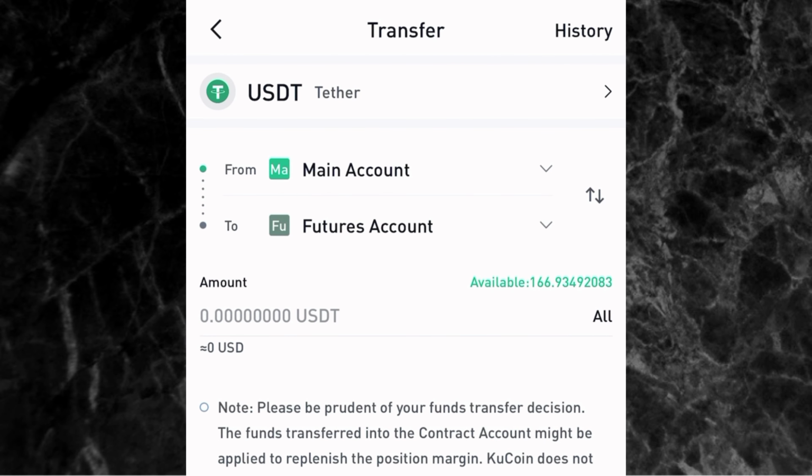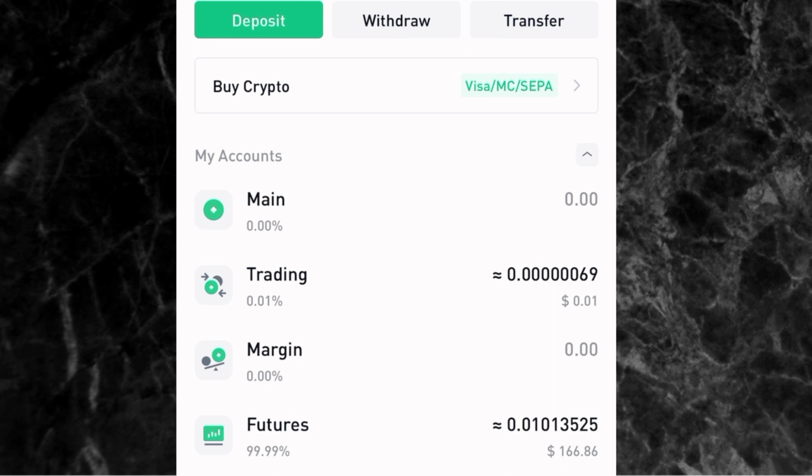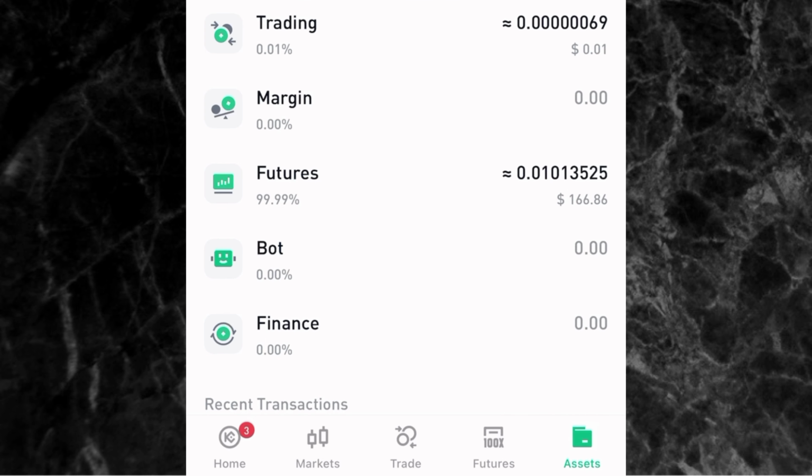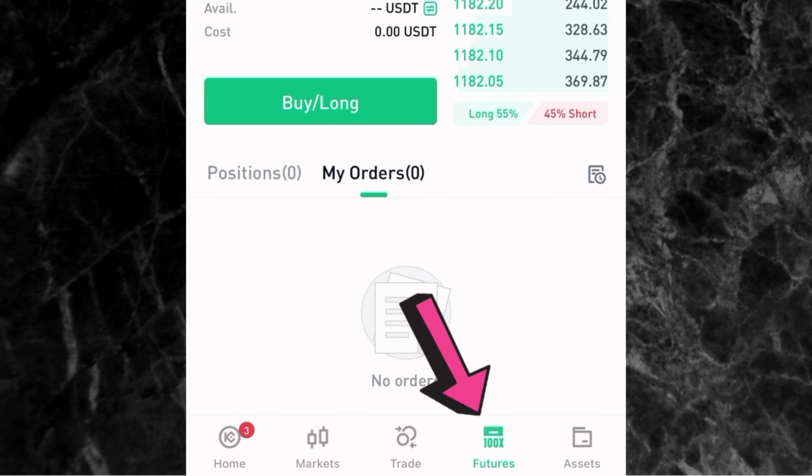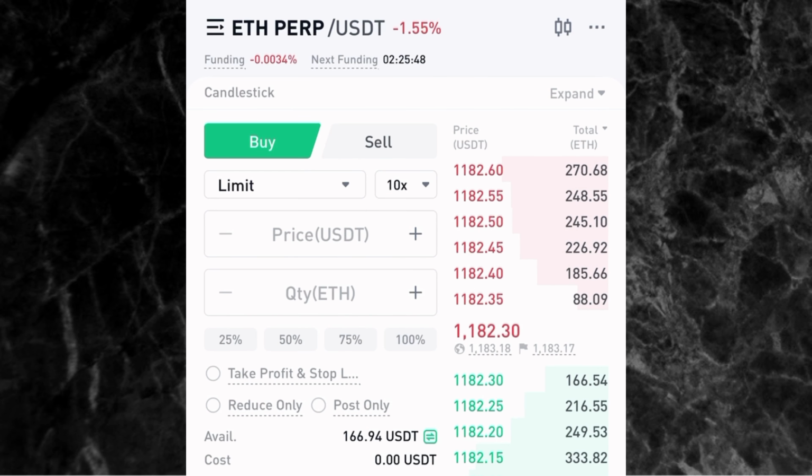So let's transfer all the USDT right here. So you tap on all right here and tap on confirm. Now, once you do that, you see that you have the money under your futures wallet where the arrow is pointing to. So the next thing is to go to your futures trading page. So to go to the futures trading page, you tap on futures at the bottom side of the screen where the arrow is pointing to, and then it will take you to the futures trading page.